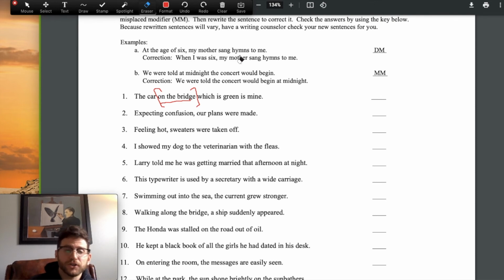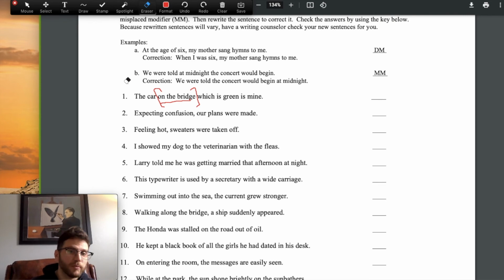Okay. Now let's look at the sentence. So right now, grammatically, the car is on the bridge. Okay. That makes sense. Which is green? What is "which is green" modifying? Where is it placed? What is it closest to in the sentence? It's the bridge. Okay. So if we mean the bridge is green, then the sentence is fine.